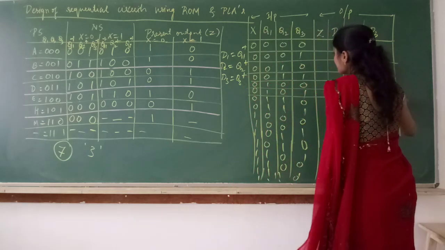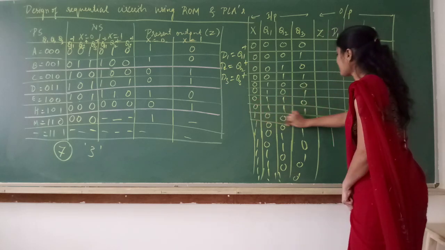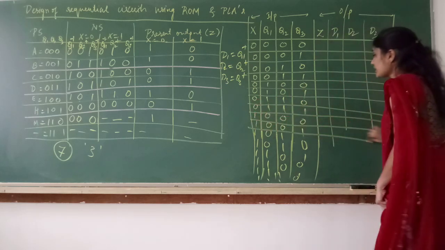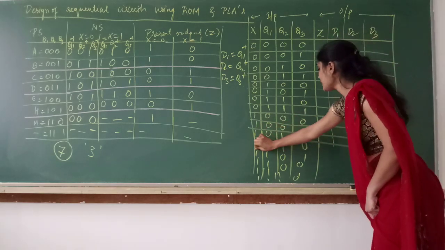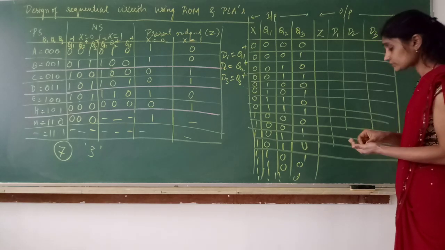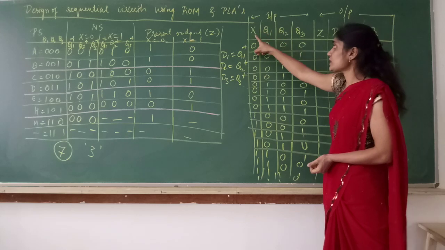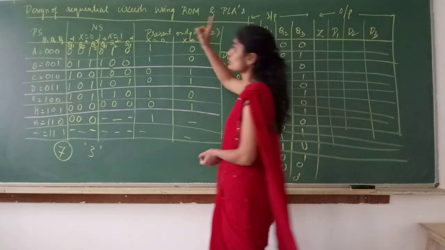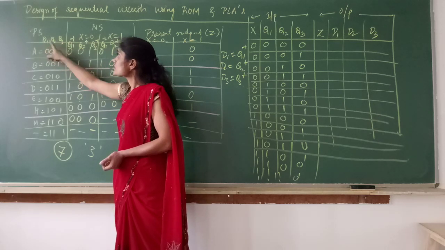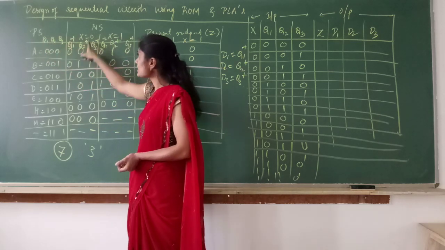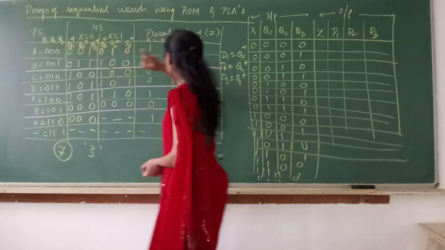Okay. So now what is the first input? First input is X. Then Q1, Q2, Q3. So we have to write the next state, that is Z, Q1 plus, Q2 plus, Q3 plus. Okay. So now let us write it. What is X? First we have taken X, Q1, Q2, Q3. For these, what is X? 0. For these, what is X? 1. Right?